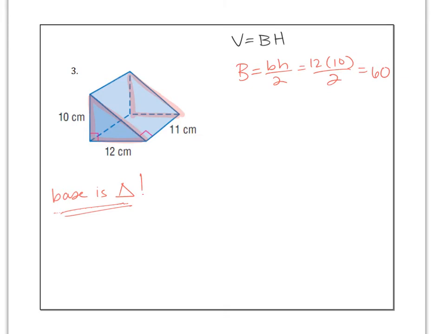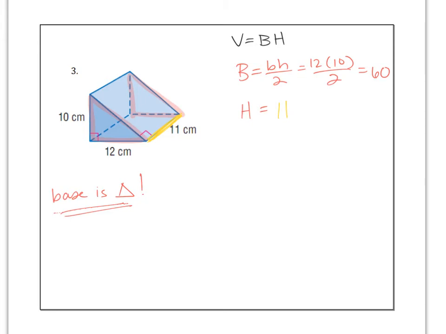Now think about the height. The height is described as the distance between the bases. So where are the bases? Now find the distance between them. 11 is your height. 11 is the height. It's laying on its side.